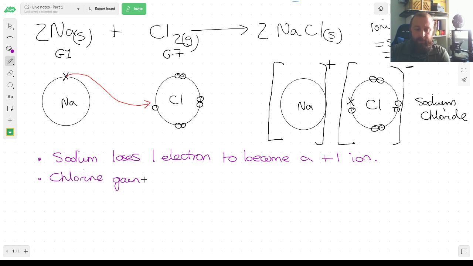Bullet point number 2. Chlorine gains, and I'm going to say the electron, because by putting the word the in here, it indicates it's the one that sodium's lost, to become a -1 ion. So in terms of marks for the exam, what we're looking at is we're going to get marks for saying that sodium is losing. We often get marks for saying the number it loses and for the charge. And the same way for chlorine. And depending on how complex this is going to be, depends on whether this is going to be between 3 and 5 marks. And we'll have a look at some more of these as we go through.